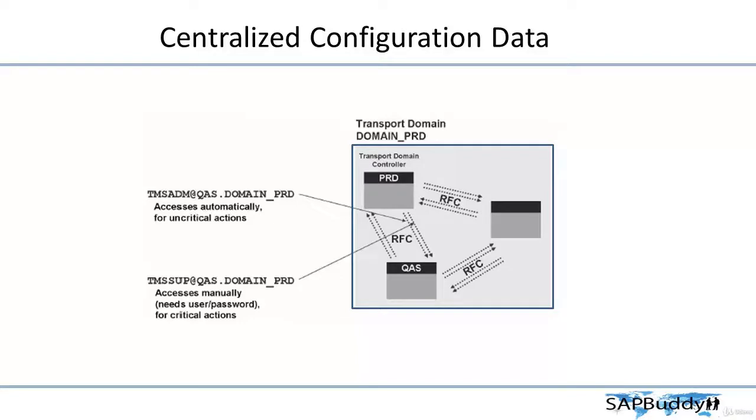So that user will have authorization beyond this user TMSADM to do the activity. In that case, you will be prompted for the user ID and password. Then you can give the user ID and password, and it will execute the specific activity which you would like to do.